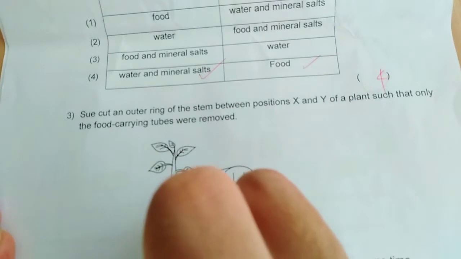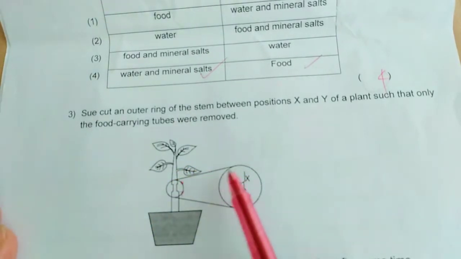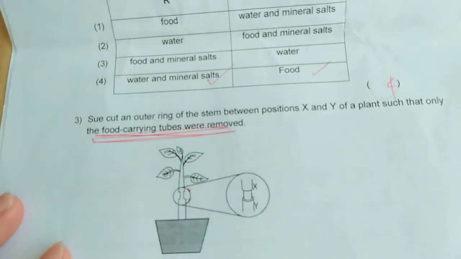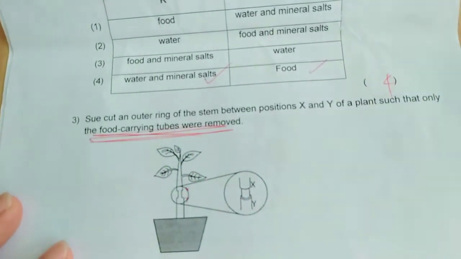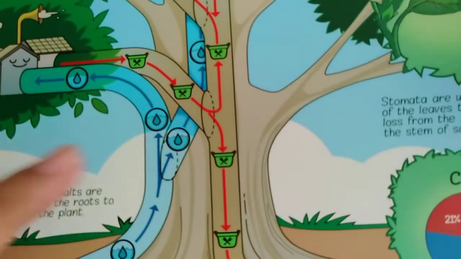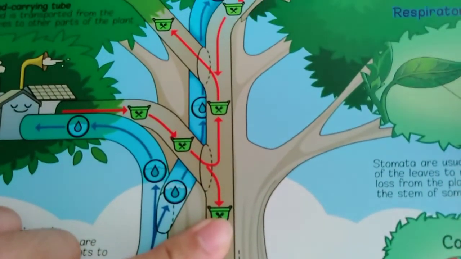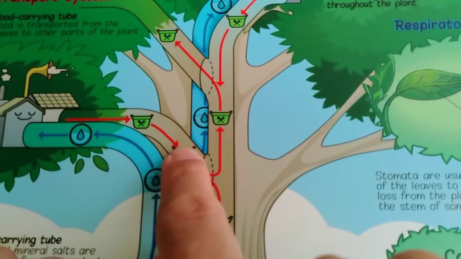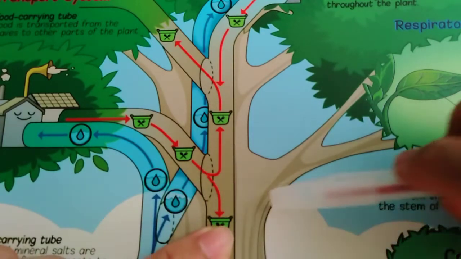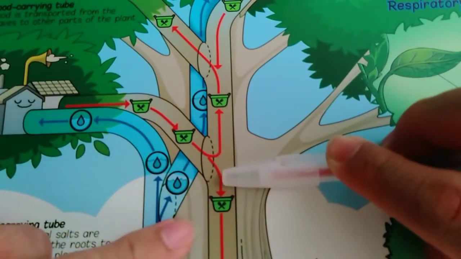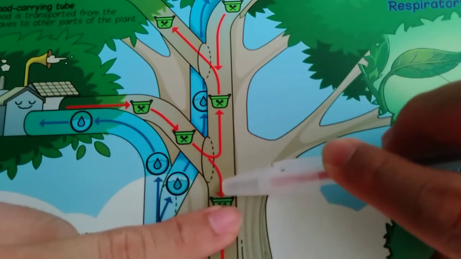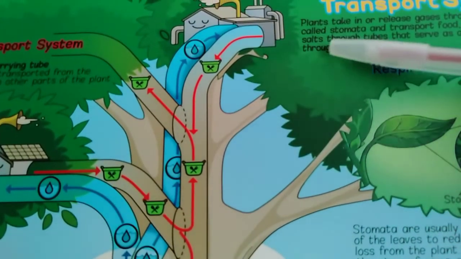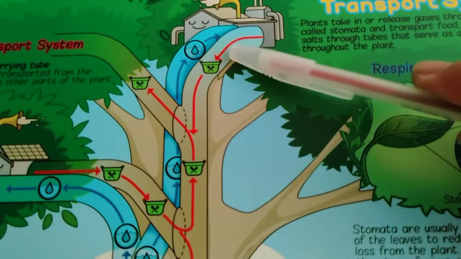In other words, this is X, this is Y. So they zoom in for you to see this part, they enlarge it. Then they only remove food carrying tubes. What does it mean? It means that, for example, if we have this diagram here, if we cut the stem somewhere here, food that is being made up there in the leaves can transport to this part, but if it's being cut here, what happens is that the food will just stop here and can't travel further down the plant.